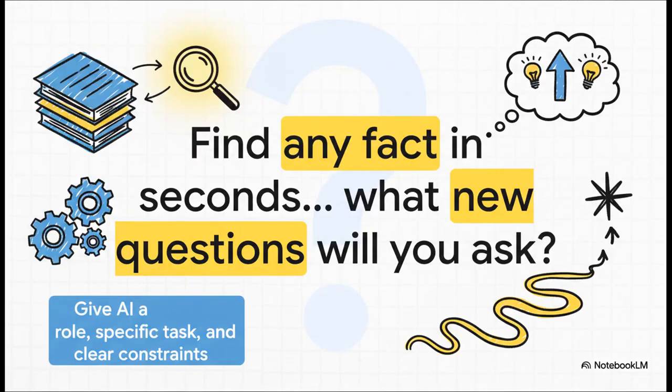So here's the bottom line. You have to stop asking your AI to just summarize. You need to start learning how to interrogate it. By giving it a specific role, a targeted task, and some really clear constraints, you can pull any needle out of any haystack. And that leaves me with one final thought for you. If you can instantly find any fact buried in any document, what new, bigger, more ambitious questions are you going to start asking?